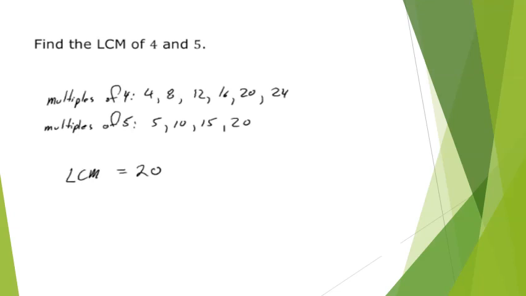Least is basically, okay, well, are there any common multiples less than 20? No. So 20 is our least common multiple of 4 and 5. So if you need to watch this a few times to get the hang of what an LCM is, please feel free to do so.